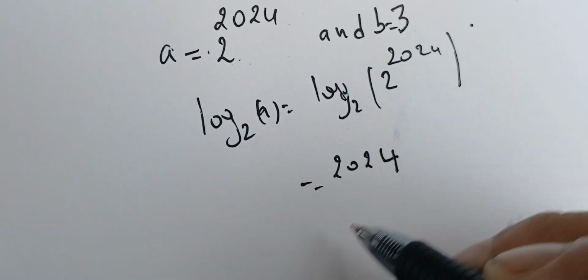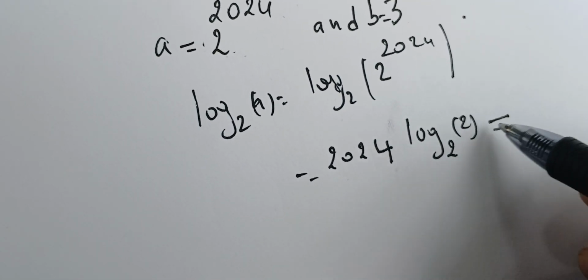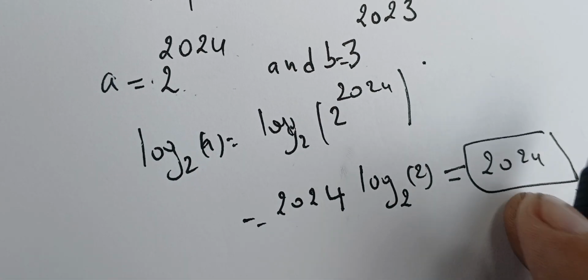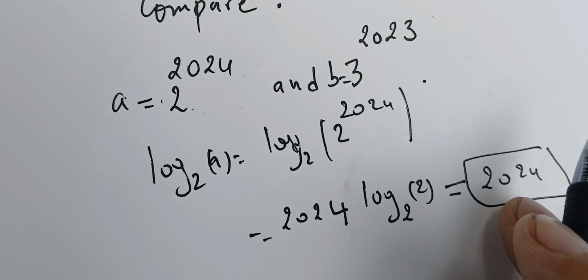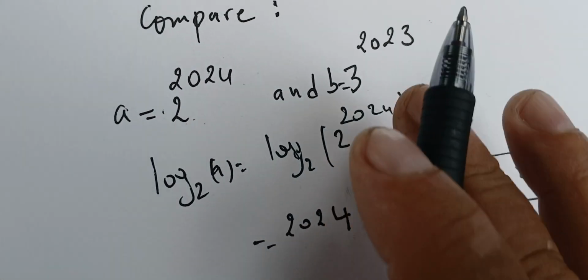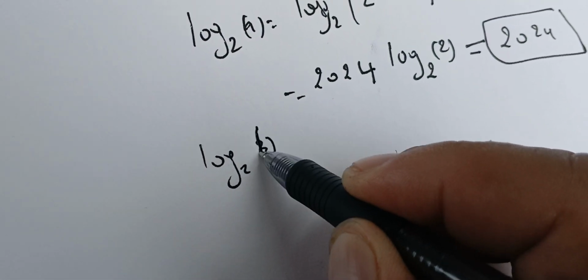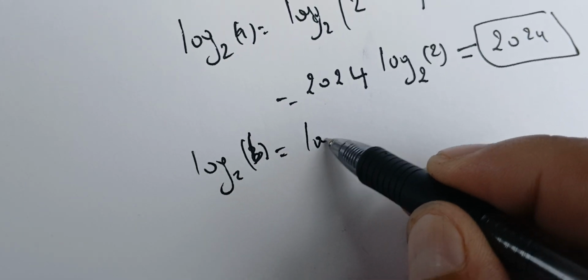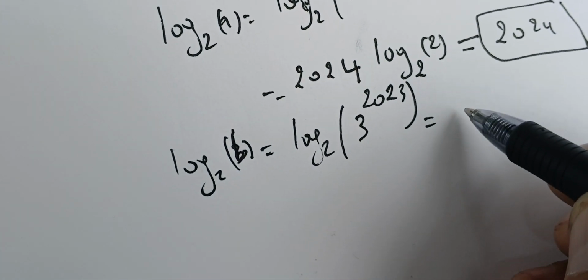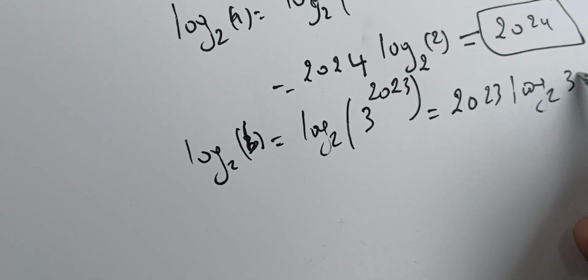We have 2024 log base 2 of 2, which is 1. Therefore, we have 2024. Okay, so the log of this number A is 2024 on base 2. Now let's do the log base 2 of this number B. So we have the log base 2 of 3 to the power 2023, and taking the exponent outside, we have 2023 times the log base 2 of 3.